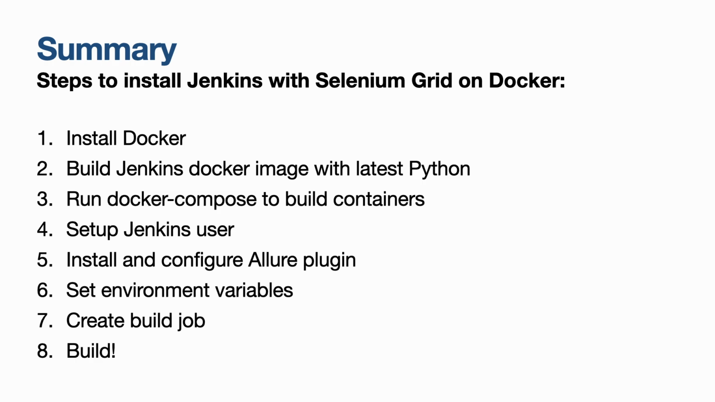In summary, the steps to install Jenkins with Selenium Grid and Allure on Docker are: 1. Install Docker. 2. Build a Jenkins Docker image with the latest Python version. 3. Run Docker Compose to build containers. 4. Set up Jenkins user. 5. Install and configure Allure plugin. 6. Set environment variables. 7. Create build job. 8. Build.